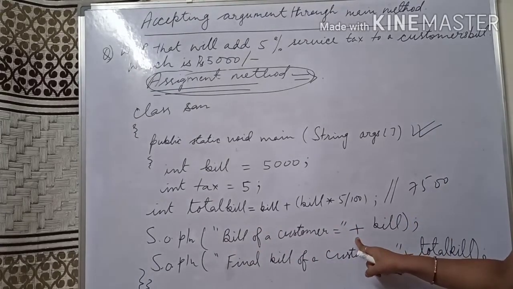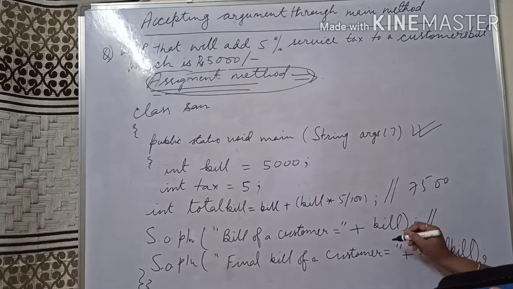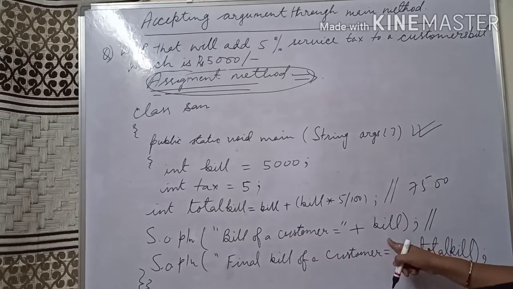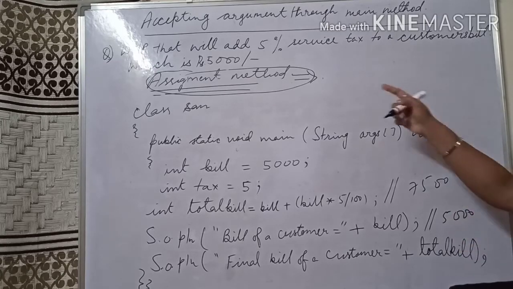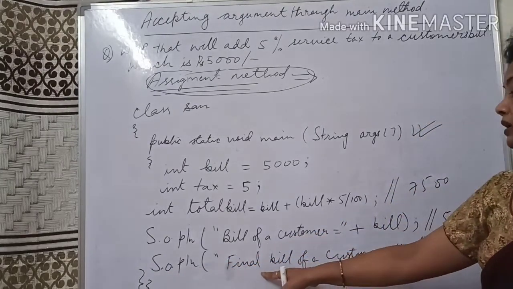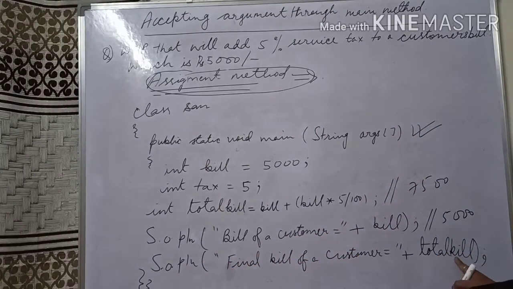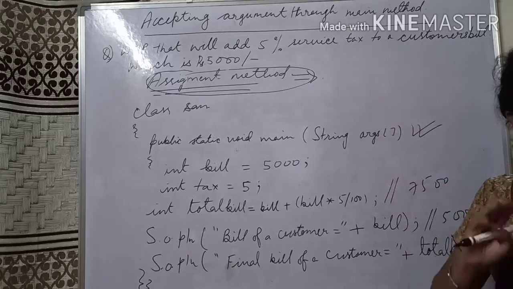And this is my concatenation sign, and bill. Bill means what output you will get here. When this statement is executed, you will get: bill of a customer is 5,000, because this was the bill of the customer. The next statement, SOPLN, final bill of a customer, that is the total bill. So what output you will get here? Here you will get the final bill, how much the customer has to pay. The customer has to pay the total on the basis of this 5% service tax.